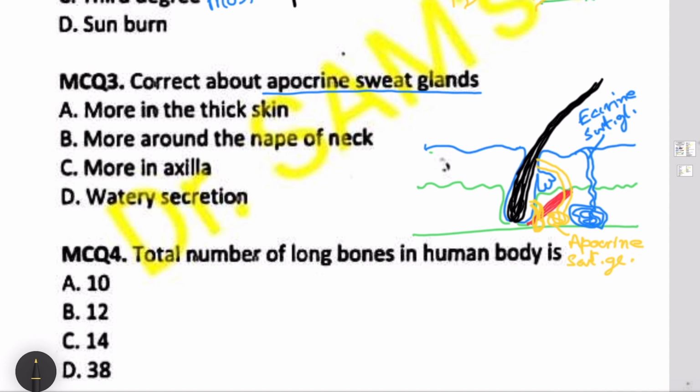Now apocrine sweat glands, the secretion is not watery, rather it is somewhat lipid based, and somewhat sticky also. Just like, remember, somewhat similar to that of secretions of sebaceous glands, apocrine, because they're opening into these hair follicles. So that means you need to have hairs to have these apocrine sweat glands. So that means they are found in these areas where the hair is.